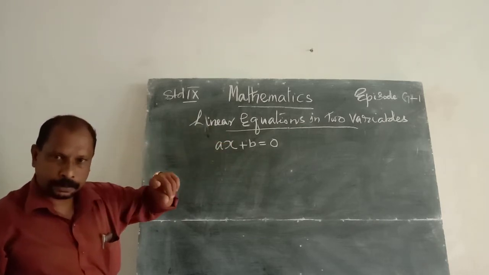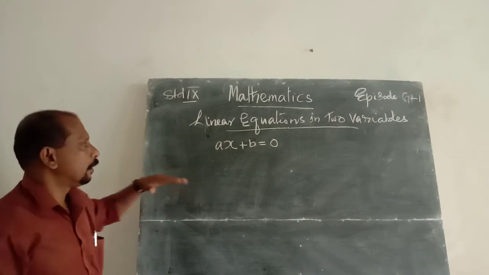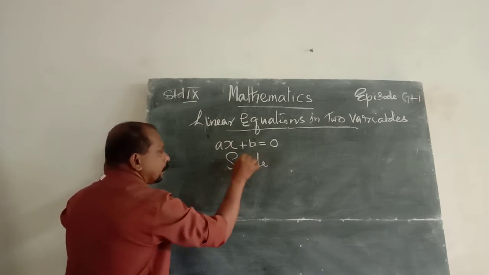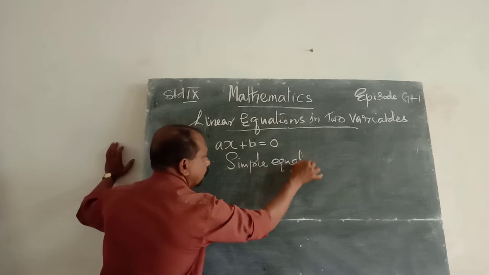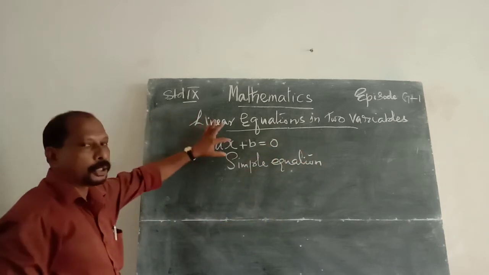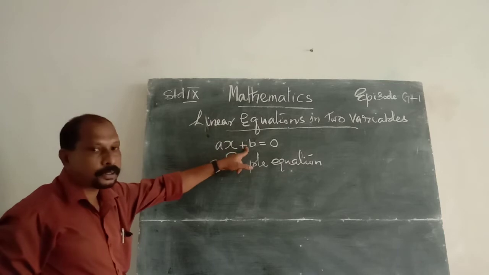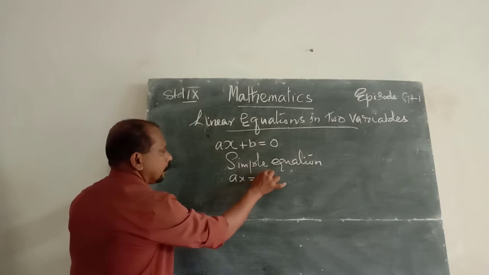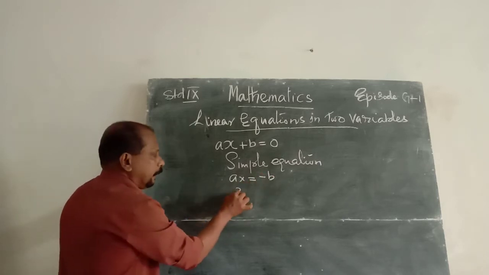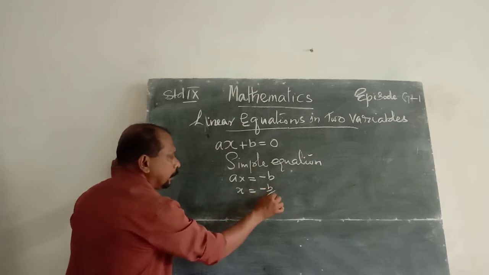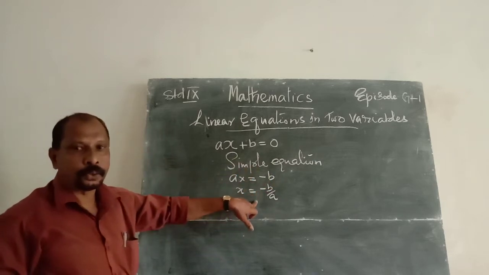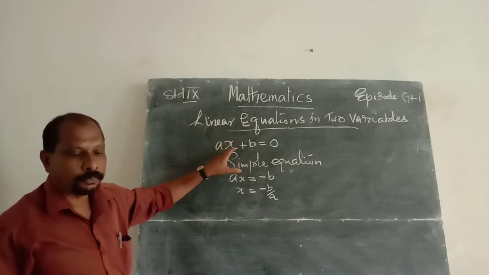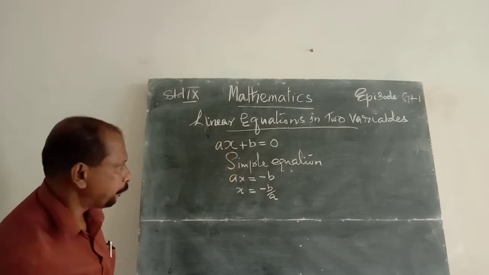There is only one variable. Variable means which varies. This is known as a simple equation. In this simple equation, shift that b into the right. It is minus b. Then dividing by a, we get x is equal to minus b by a. This is the solution of that variable x. How many variables for this one? There is only one variable for this equation.